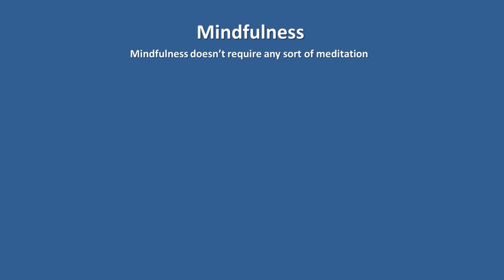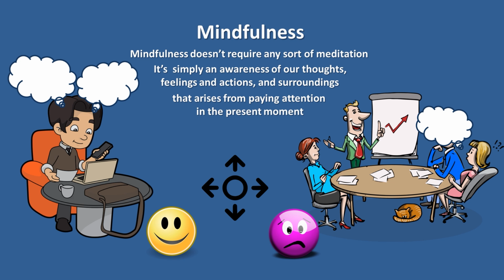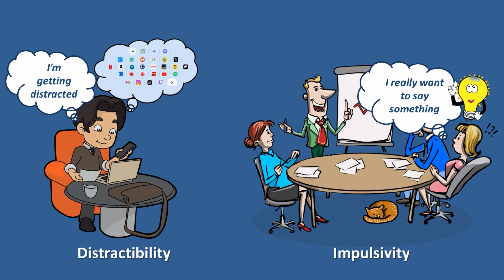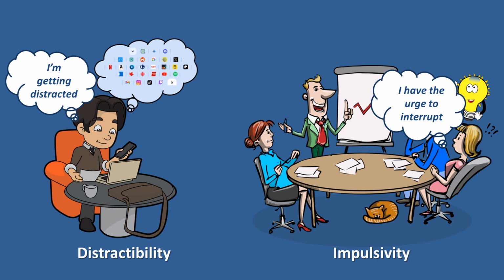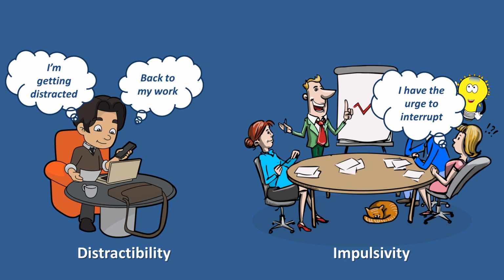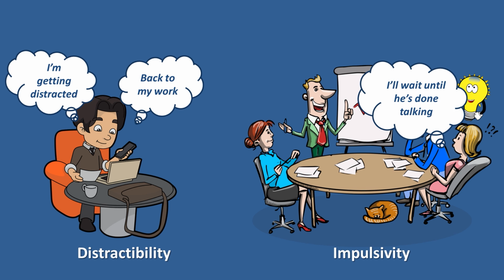Mindfulness doesn't require meditation. It's simply an awareness of our thoughts, feelings, actions, and surroundings that arises from paying attention in the present moment. And mindfulness isn't about preventing ourselves from ever becoming distracted or having any impulsive urges, because that would be impossible, but about noticing when we've become distracted or are having an urge to do something impulsively. And then, as best we can, letting the distraction go and redirecting our attention back to where we want it. Or recognizing the impulsive urge and not immediately acting on it. In this video, we're going to learn practical mindfulness techniques to manage distractibility and impulsivity in ADHD.